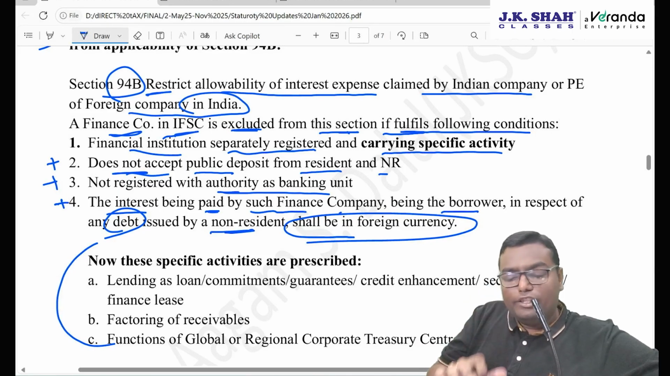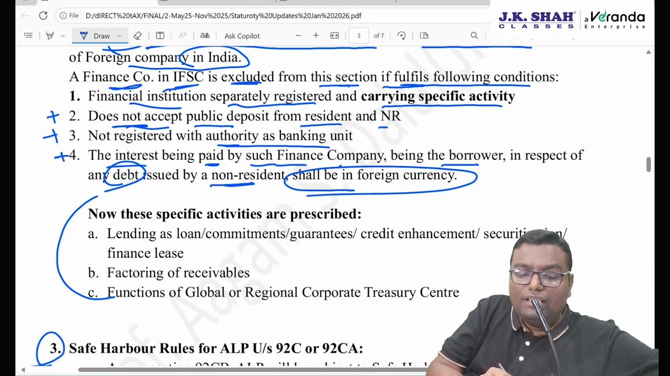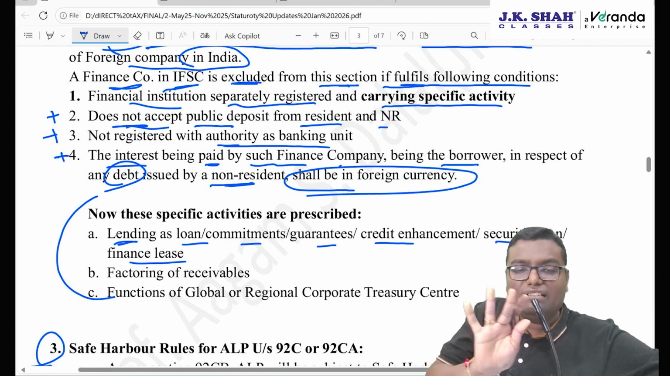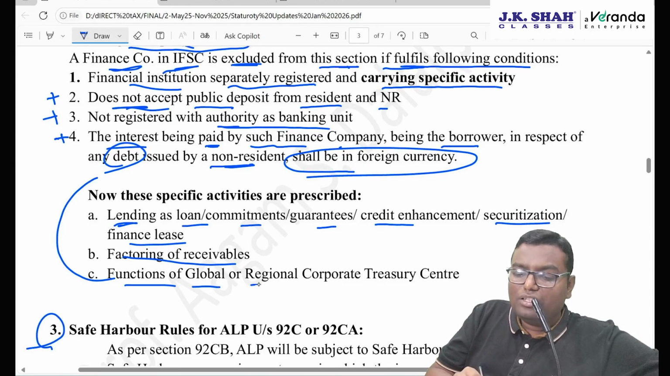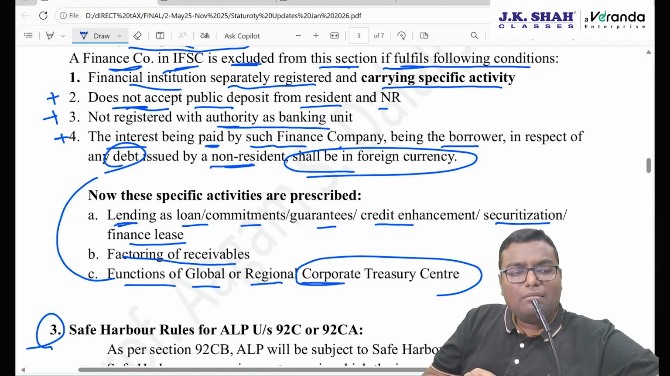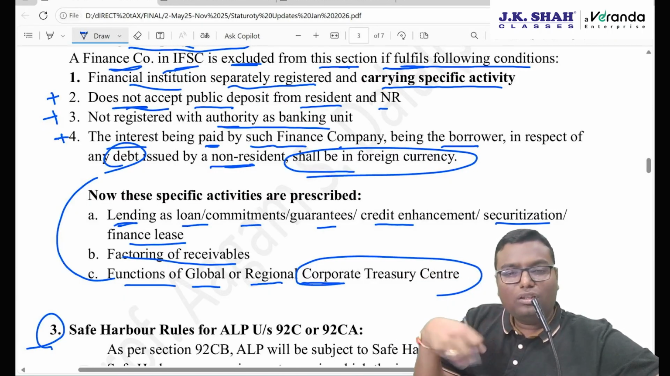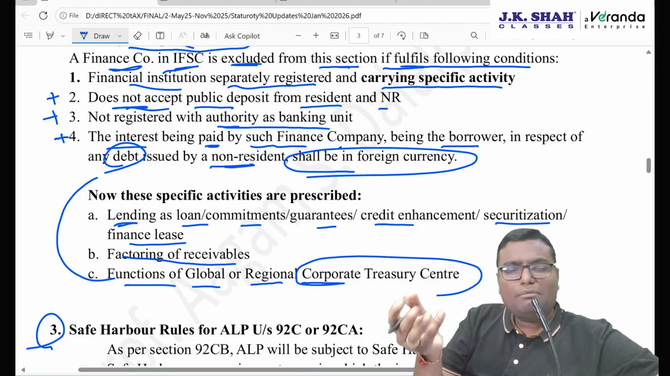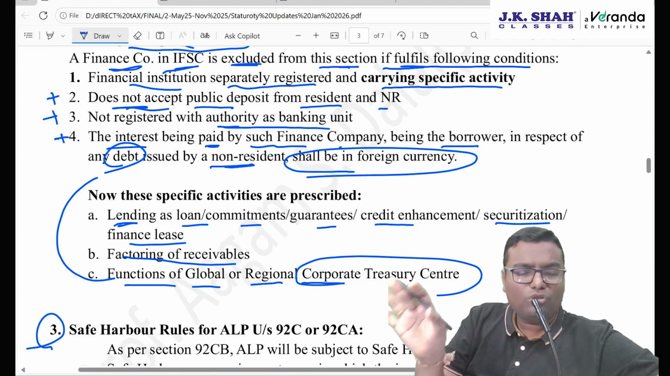Now this finance institution should carry out specific activities. Which activities it should carry out? Number 1, lending as a loan, commitment, guarantee, credit enhancement, securitization, finance, lease. Factoring of receivables, the functions of global or regional corporate treasury center. So you can understand that it's a finance company of that multinational group which is providing kind of finance to other entities, kind of factoring of receivables of all the associated enterprises, and interest is being paid to associated enterprises somewhere by taking the loan, etc. Then it is okay. The 94B section will not apply.